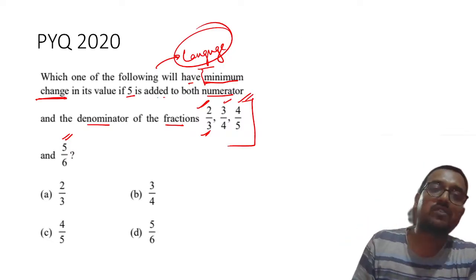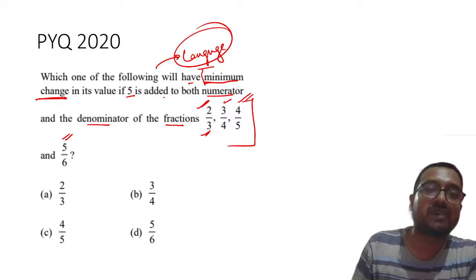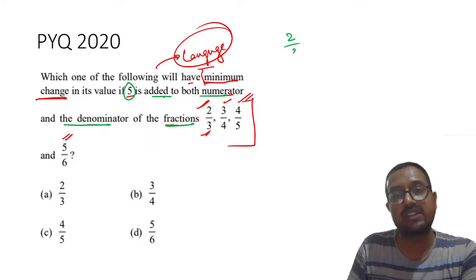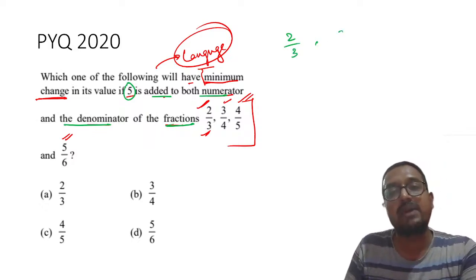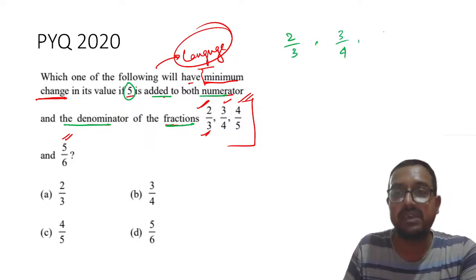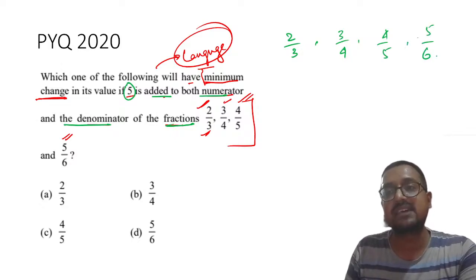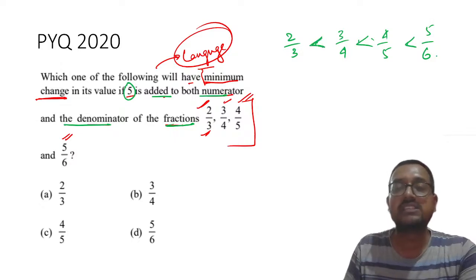Which of the following will have minimum change in its value if 5 is added to both numerator and denominator of the fraction? So this is 2 by 3. See, maximum change will happen at the end of a spectrum. It may be the smallest number or it may be the largest number. So 5 by 6 is the greatest. You all know that this is the greatest, right? 2 by 3 is the smallest.